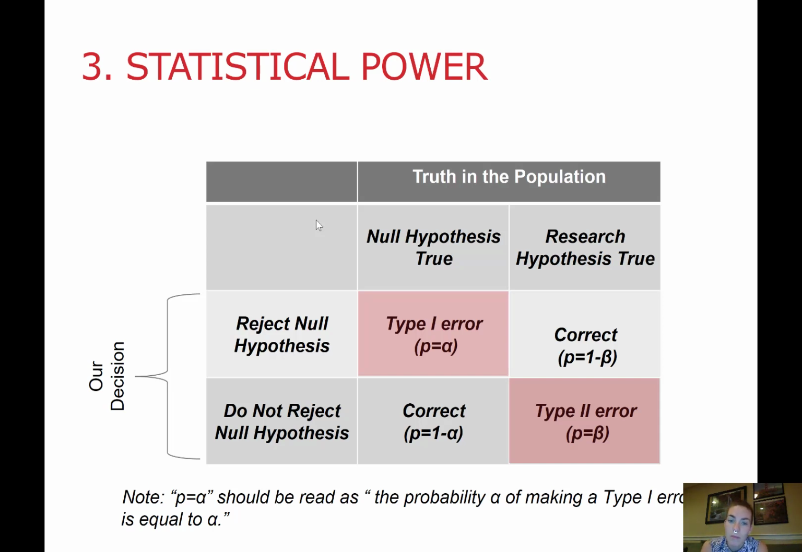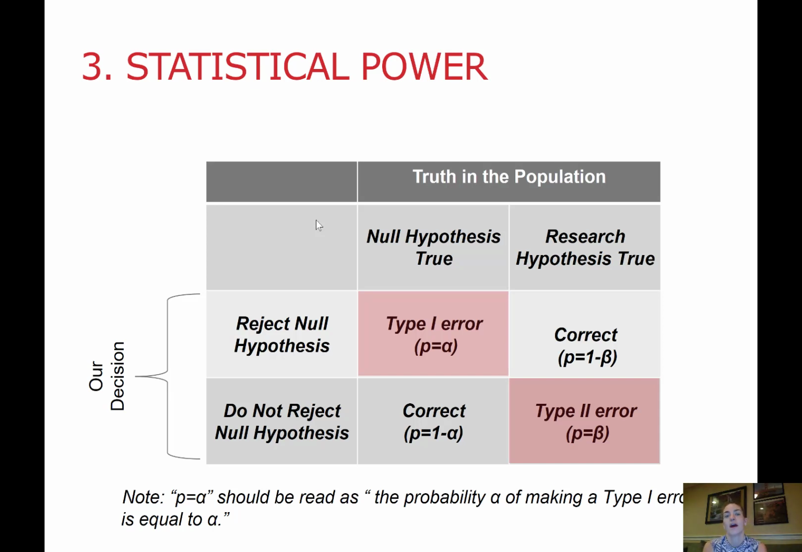Remember that we could be making a type 1 or type 2 error in our study if we draw an incorrect conclusion. So we could reject the null hypothesis when in fact in the real world, the null hypothesis is true. So we shouldn't have rejected it. And that would be called a type 1 error. We could also fail to reject the null hypothesis, or in other words, we miss some sort of statistically significant effect that in the real world exists. And that would be called a type 2 error.